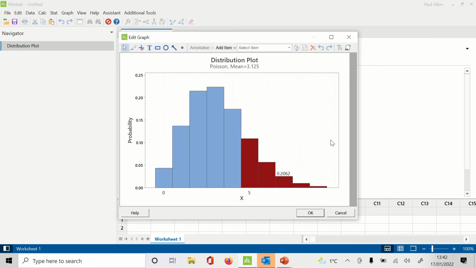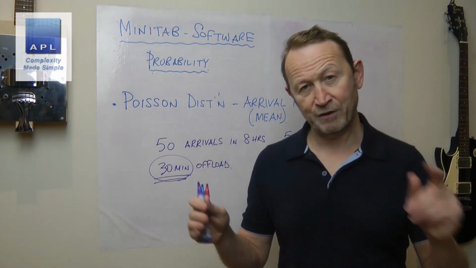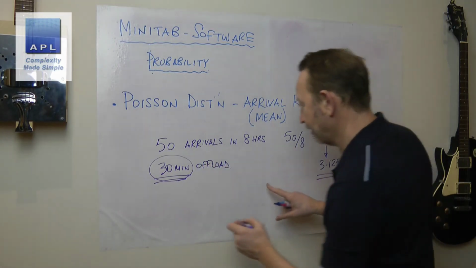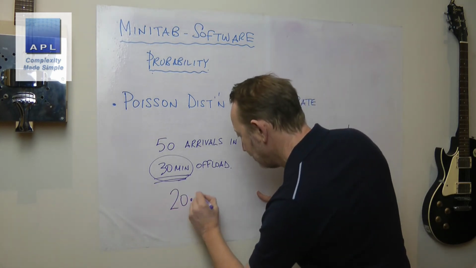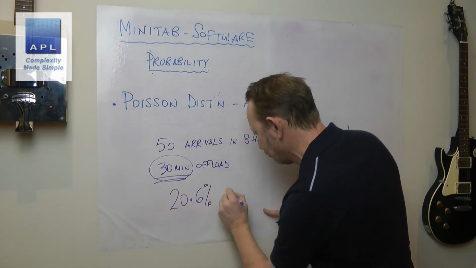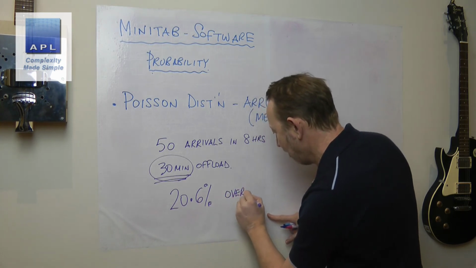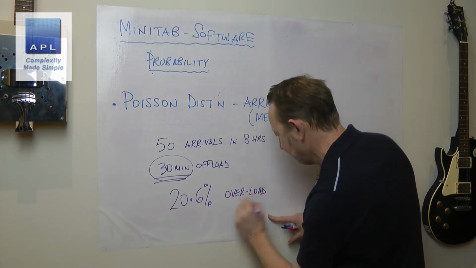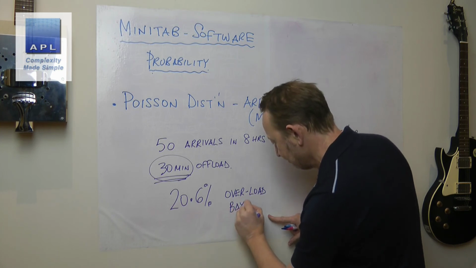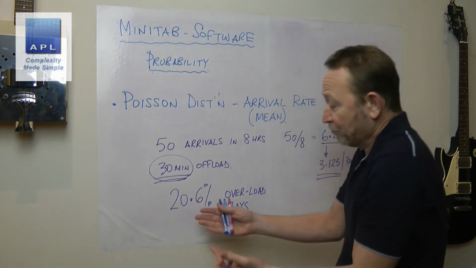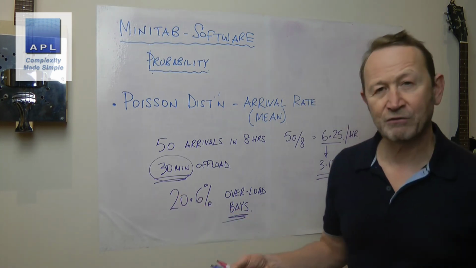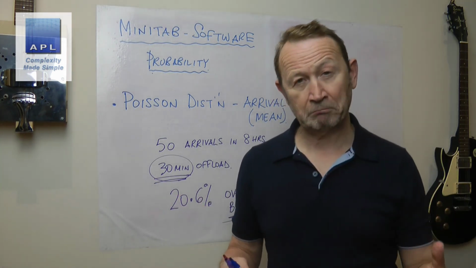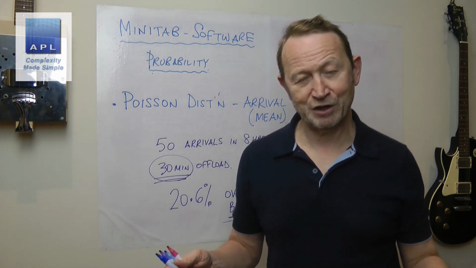What do we get? Look, we get 0.206, 20.6% chance. So let's put that on the board, 20.6. So what we're saying is there is a 20.6% chance we will overload these loading bays. So another way to look at it maybe is once a week we could stop the production lines. Once a week. That's a serious problem right there.